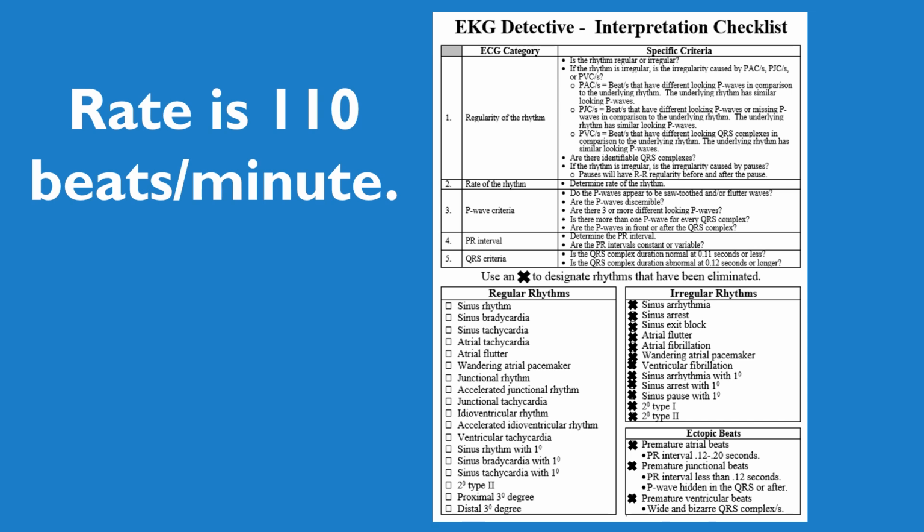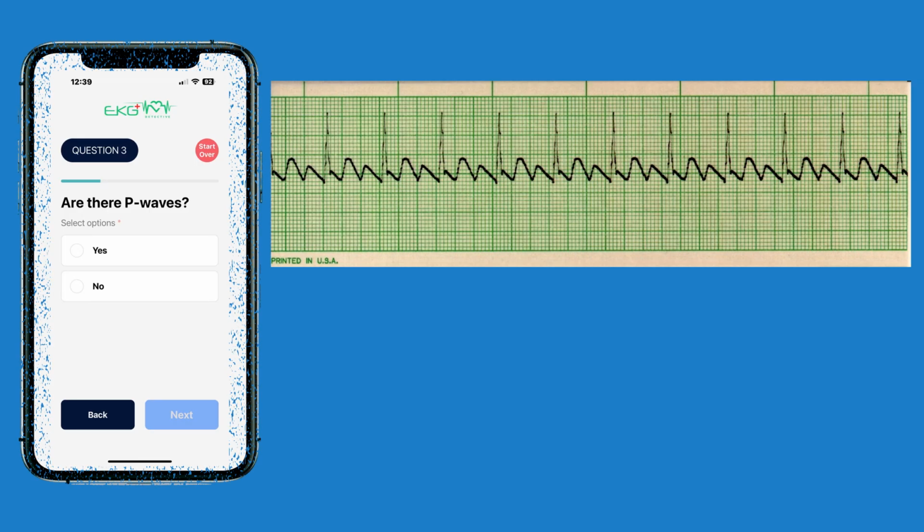Even though we have a rate of 110 for our example, atrial flutters are not defined by their rate. They generally tend to beat somewhere between 60 to 100 beats per minute, but they can definitely be slower than 60 beats. And in this example, we're beating faster than 100 beats per minute. But we aren't going to be able to eliminate any rhythms based off of this specific criteria of the rate. So we will go to the next screen of the app.